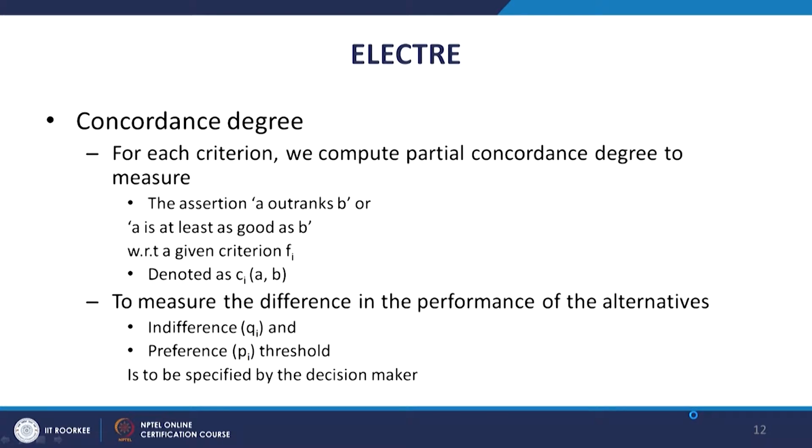Next, let us talk about the next point about concordance degree. To measure the difference in the performance of alternatives, we use the two thresholds that we have talked about: indifference, denoted by Qi, and preference, denoted by small pi. These two parameters are to be specified by the decision maker, something we have discussed before. We also talked about automatic elicitation methods, how these parameters can be inferred from decision makers. We need these two thresholds so that we can compute the partial concordance degrees and later the global concordance degree.